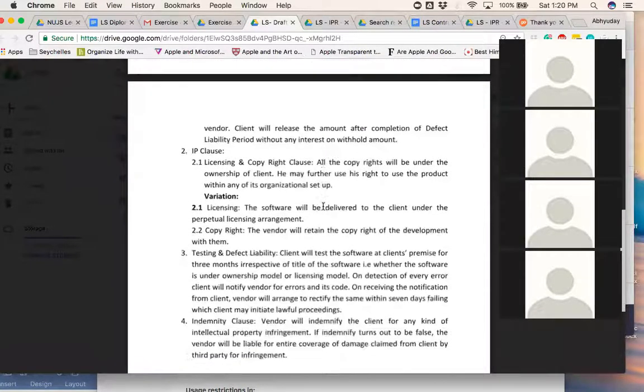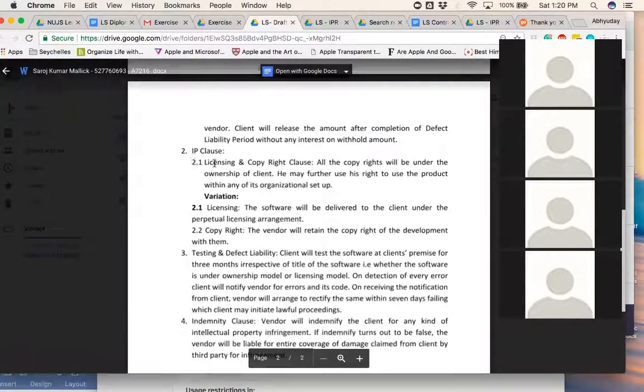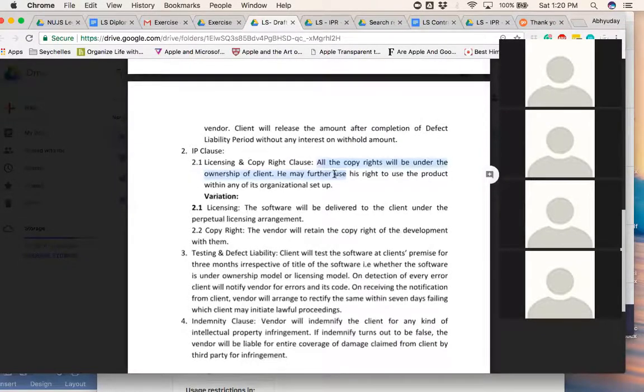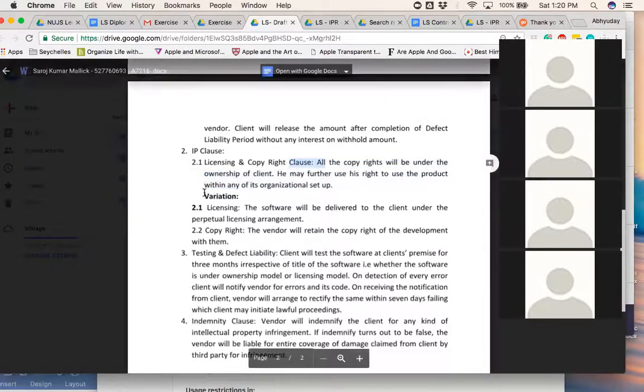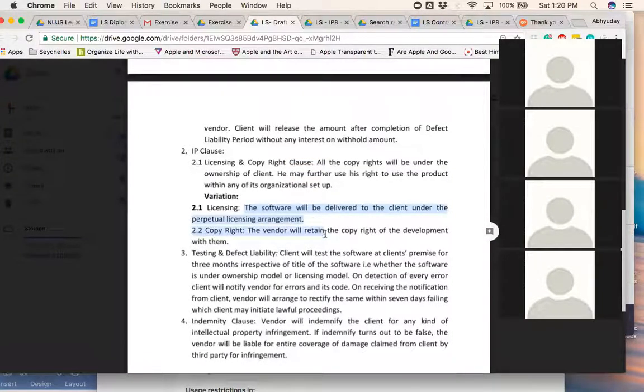Now I want to know this, whether variations have been made. Okay. All copyrights will be under the ownership of the client. He may further use his right to use the product within any of its organizational setup. Variation: the software will be delivered to the client under the perpetual licensing agreement. Vendor will retain the copyright with them. Okay.